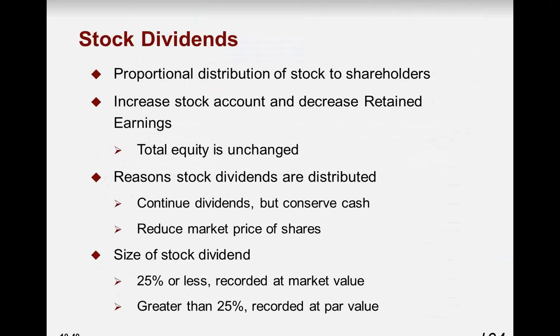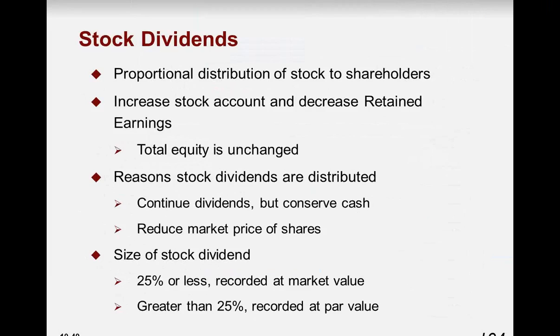Okay, example. So stock dividends. These are proportional dividends distributed to stockholders. So if I have 10% of the shares of stock in the company, and they issue 1,000 more shares of stock, I am going to get 100 of those shares. It increases the stock account and decreases retained earnings. The total equity is unchanged.